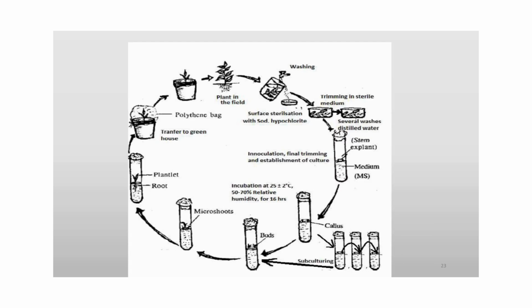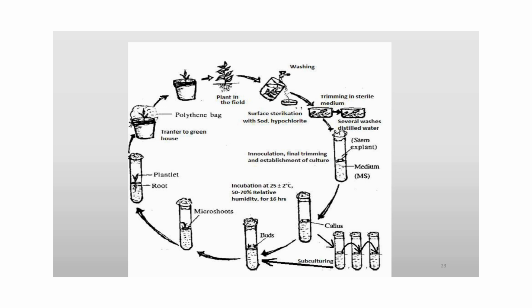So this is the picture which shows how the procedure is followed. From a plant you take a part, wash it with sterilized sodium hypochlorite, trim it, and the explant is prepared, trimmed and sterilized, washed with distilled or sterile water, and transferred to the medium for inoculation, final trimming and establishing the culture as we showed. Next the callus is developed and subcultured into different media as shown in the picture, incubating at 25 plus or minus 2 degrees centigrade, 50 to 70% relative humidity for 16 hours.